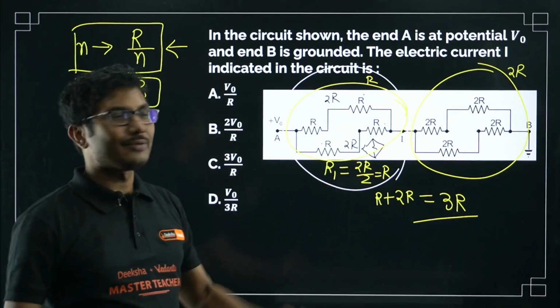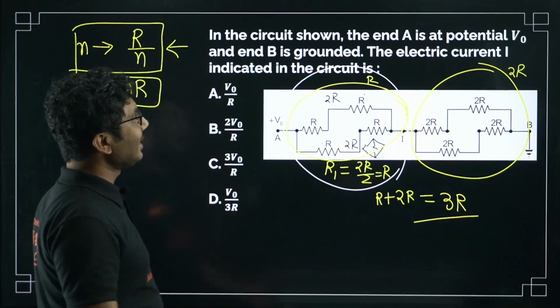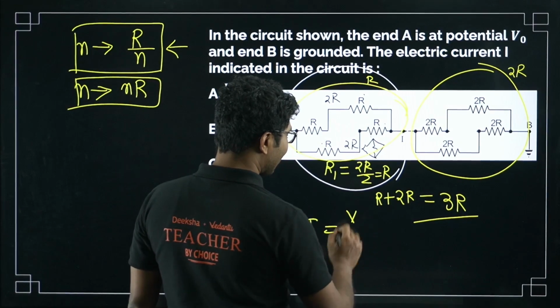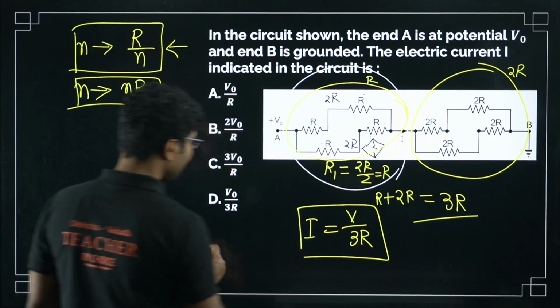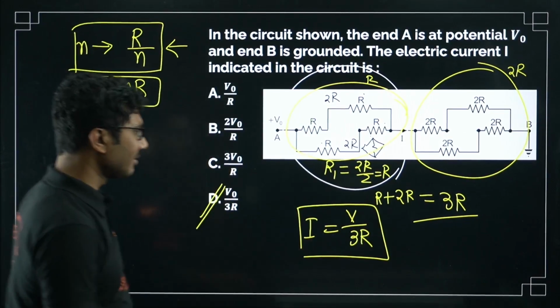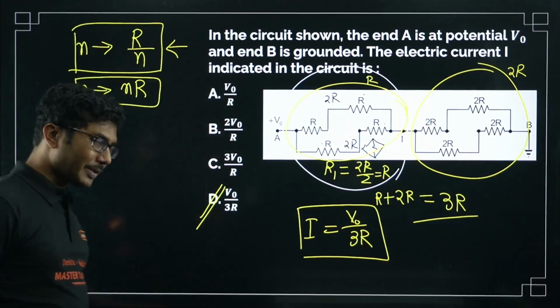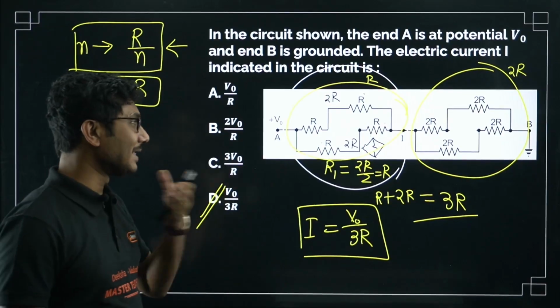This can be done very quickly if you are familiar with this kind of question. Now what is the current in the circuit? The current is V by the equivalent resistance, so V by 3R, which in this case is V0 by 3R. That is the current in this particular circuit.